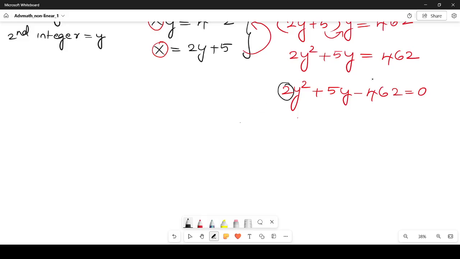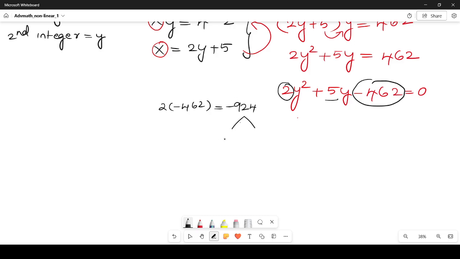So I'll pick these two numbers, 2 and negative 462. I'll multiply them, so 2 times negative 462. The product is clearly negative 924. Now we'll think about two numbers whose product is negative 924 and sum is 5, so that we can split the middle term and proceed.